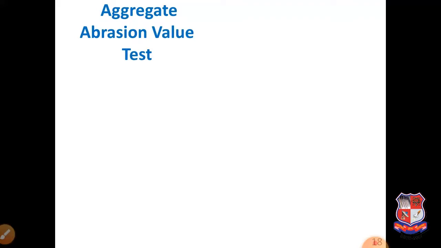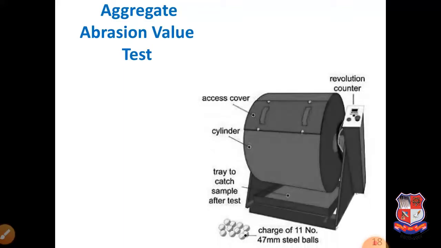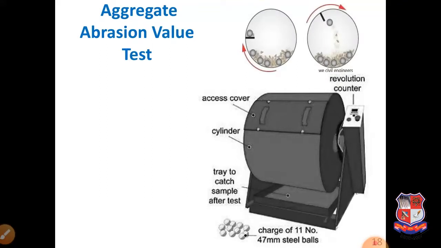The third test on coarse aggregate, aggregate abrasion value test. A cylinder or drum used for this test is shown. Steel balls are shown. The movement of drum is shown. The balls are in contact with coarse aggregates and the abrasion effect is generated.